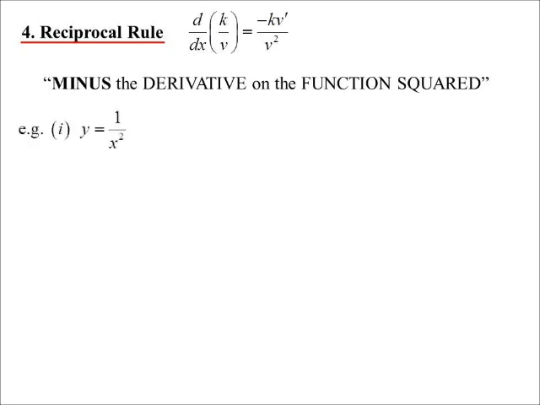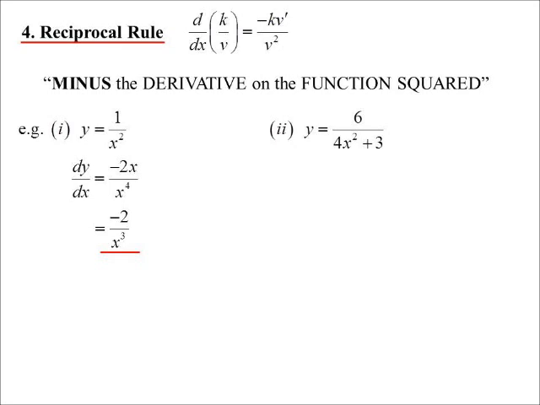So 1 on x squared, sure, I could put that in index form, x to the negative 2, and do it that way. Or I can simply go minus the derivative on the function squared. Minus the derivative, well, it's got to be of the bottom of the fraction because the top's a constant. And differentiate a constant, you get 0. So when we say minus the derivative, it must be of the bottom of the fraction in this case. So that's minus 2x. On the function squared, well, square x squared, I get x to the 4. The x's cancel. There's minus 2 on x cubed.